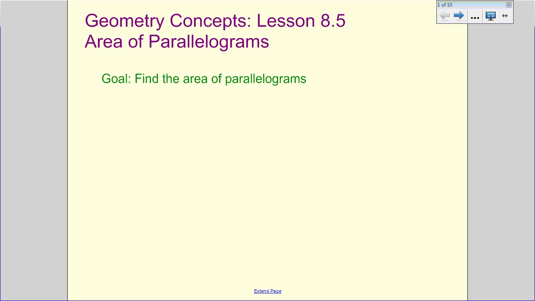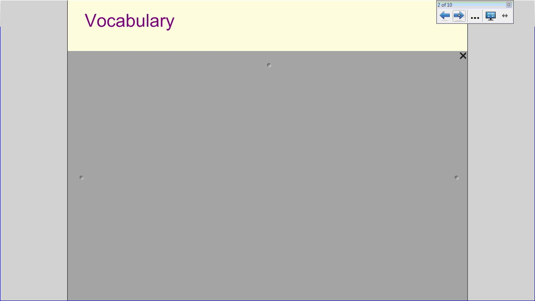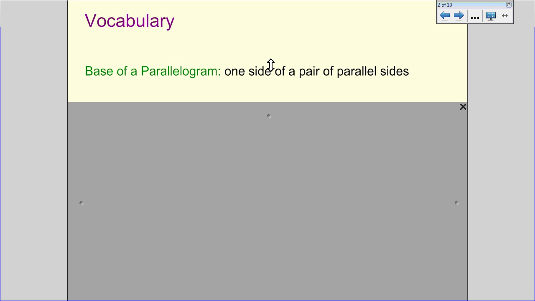We studied rectangles and squares, so we found the area of those. We studied triangles, we found the area of those. The other thing we studied in chapter 6 was parallelograms, so now we're going to find the area of that. So vocabulary. The base of a parallelogram is one side of a pair of parallel sides.